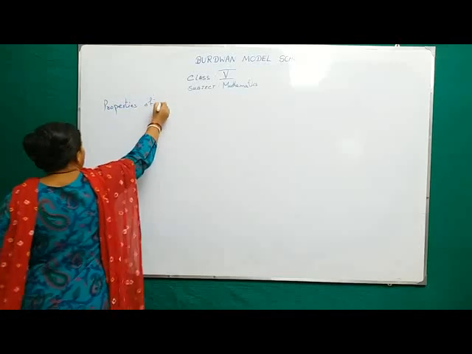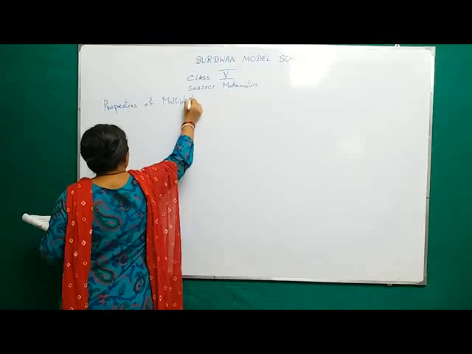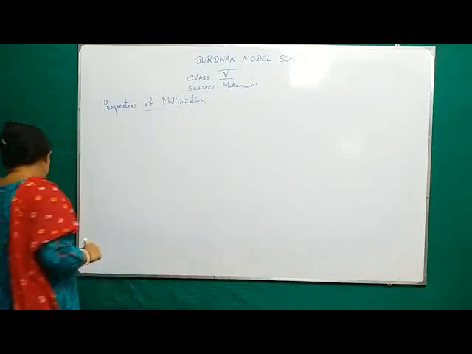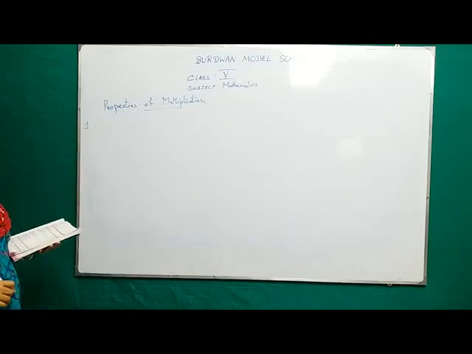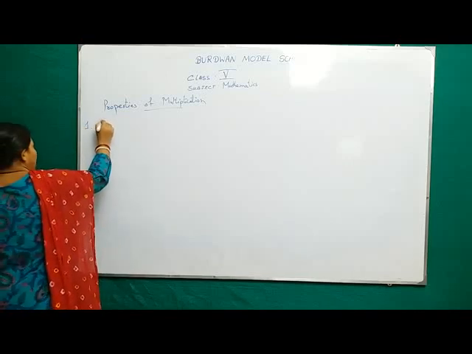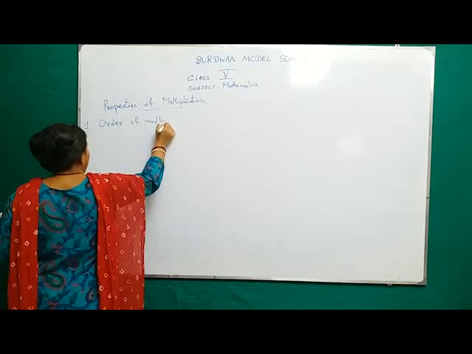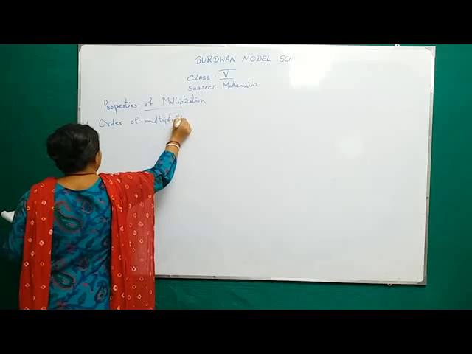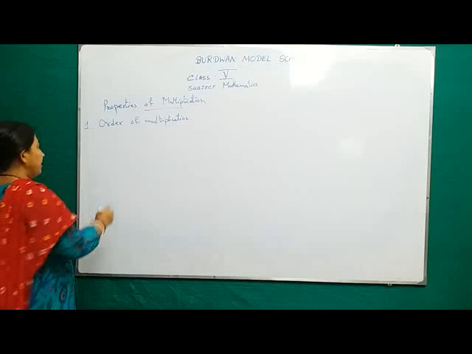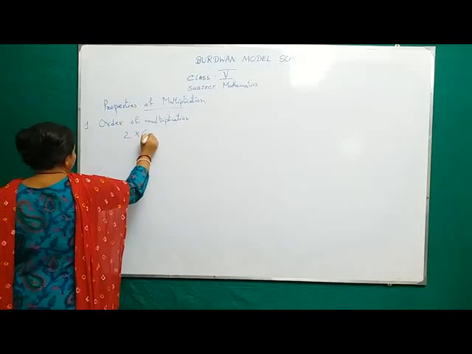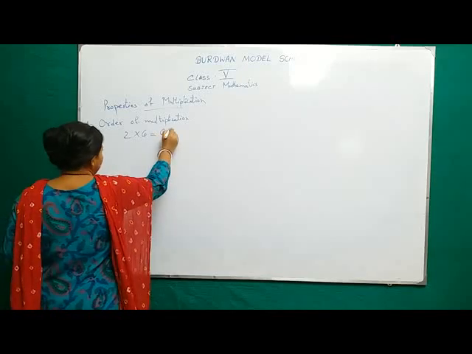Properties of multiplication. The first property is the order property of multiplication. Now what is this order property? Suppose I am writing 2 into 6. This will be the same if I change the order.